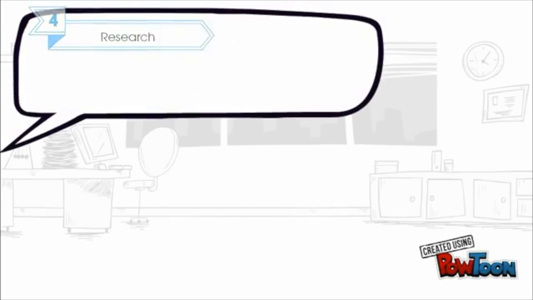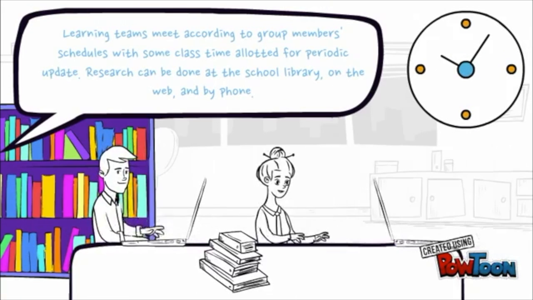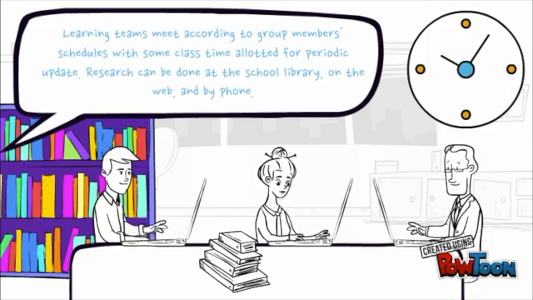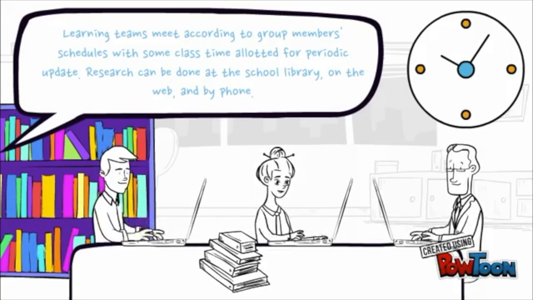Step 4, research. Learning teams meet according to group member schedules with some class time allotted for periodic updates. Research can be done at the school library, on the web, by the phone, but the group must work together.